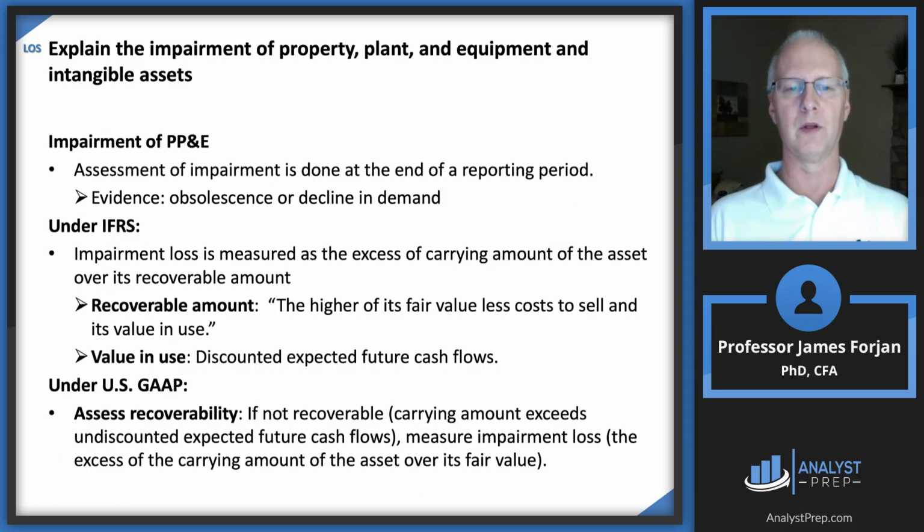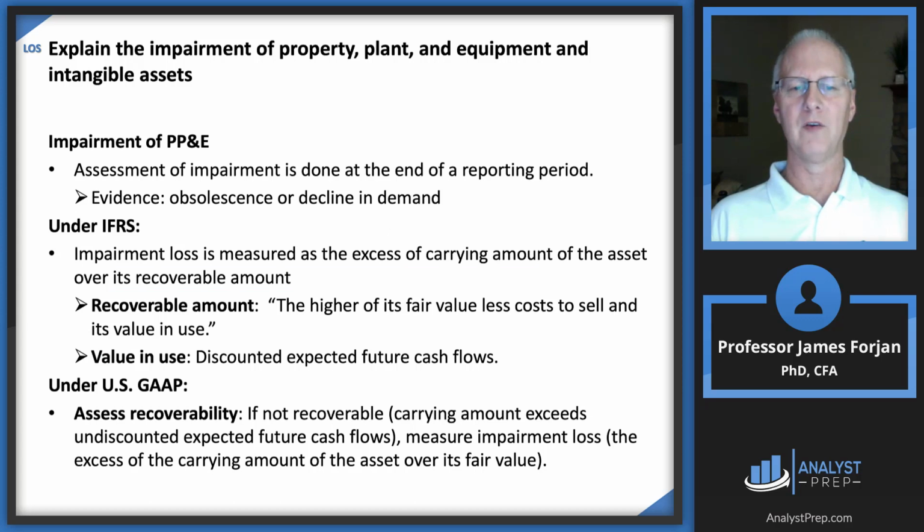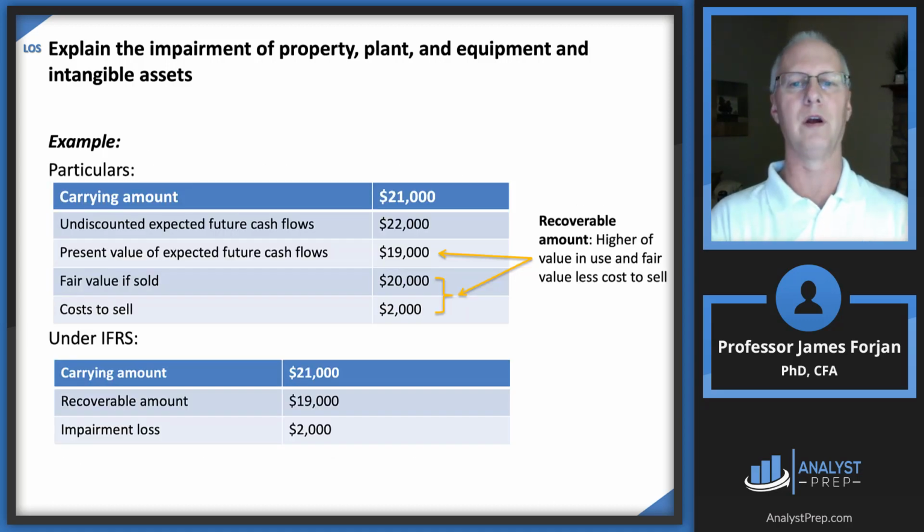So let me go back to that earlier slide. What are we looking for? The higher of its fair value less costs to sell and its value in use. So what do we have here? Fair value less the cost to sell: that's $20,000 minus the $2,000, which is $18,000. And then how did we define that value in use? The discounted expected future cash flows. So there we go, $19,000. Which one is the higher? That's the $19,000. So that is all that stuff under the international standard. So let's go ahead and do the answer here, and I have that there.